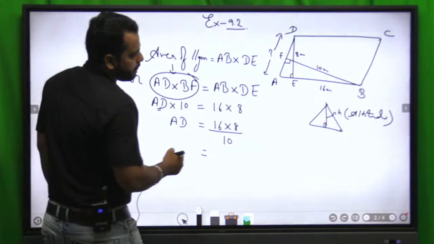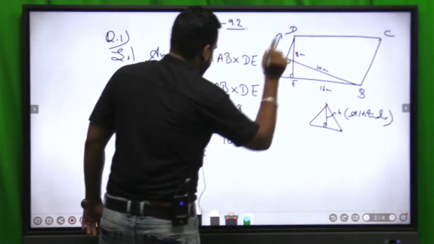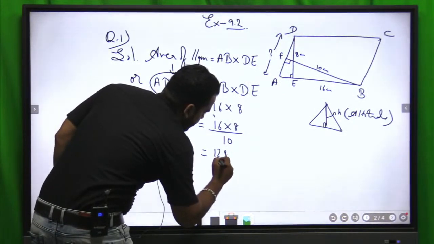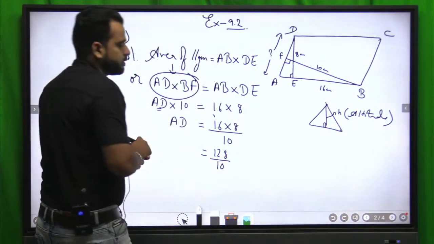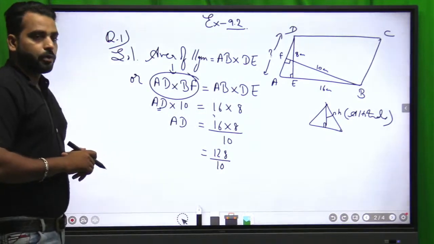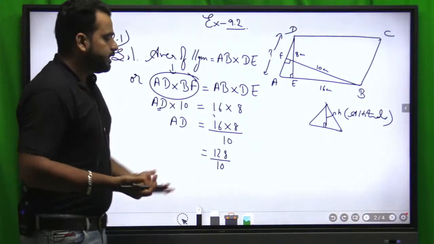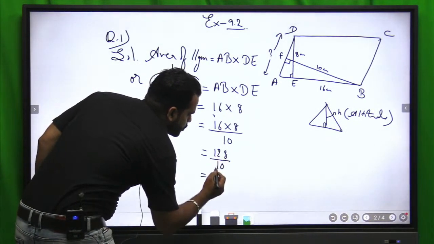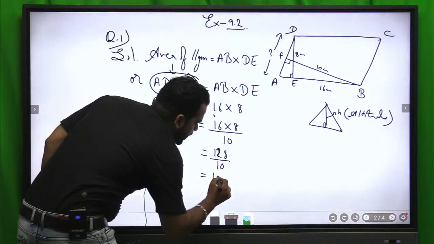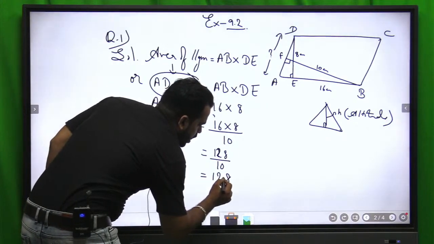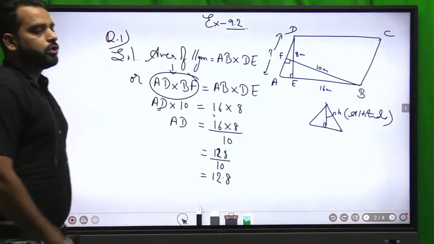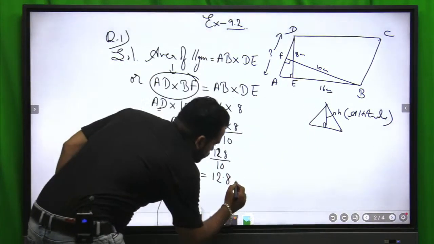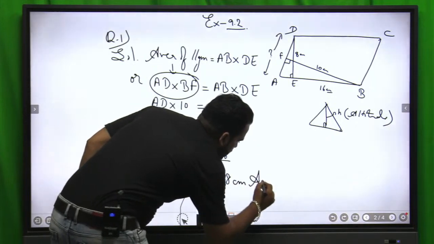Now 16 we are taking as the perpendicular base, and 8. So 16 into 8 is 128, divided by 10. If we want to divide by 10, it's quite simple: we can just put the decimal after one digit. So it is 128, then the decimal comes after 8, so it becomes 12.8. The sides are in centimeter, so here we can write centimeter in the answer.